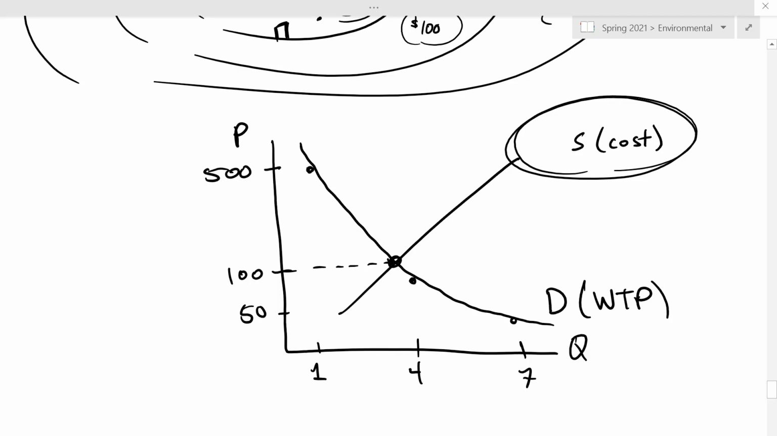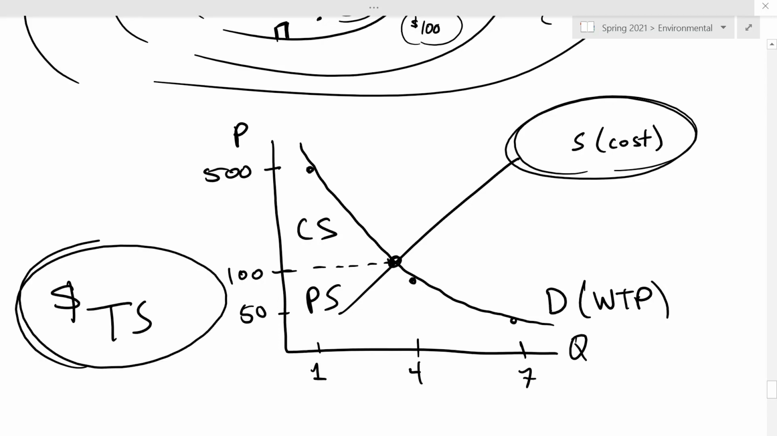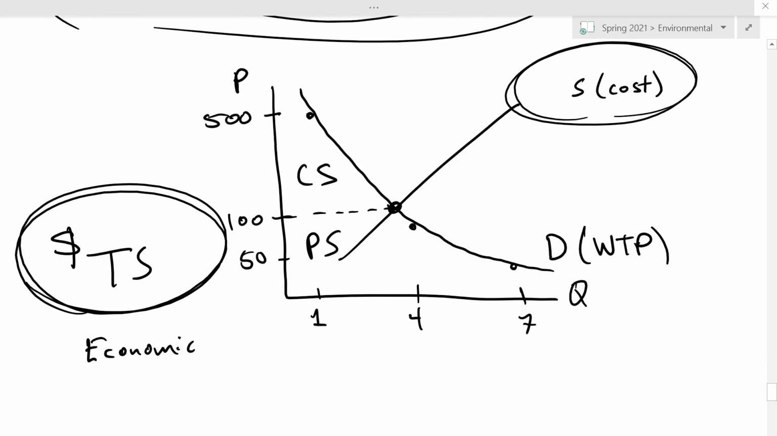And then guess what? Now you have consumer surplus, you have producer surplus, and you can estimate that total surplus, essentially the economic value of the national park.